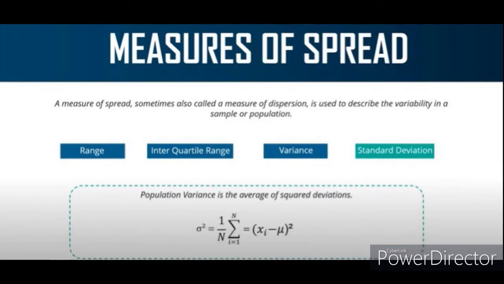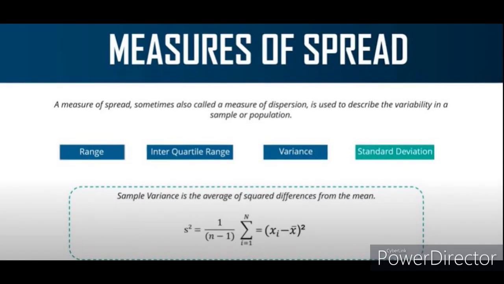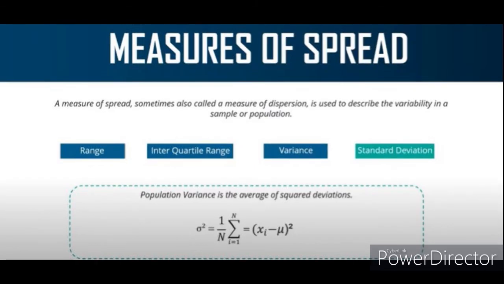Population variance and sample variance are very specific to whether you're calculating the variance for a population or for a sample of a dataset. The formula for population variance is pretty self-explanatory. Xi is each data point, Mu is the mean of the population, and N is the number of samples in your dataset.